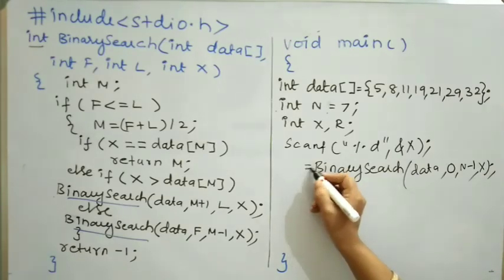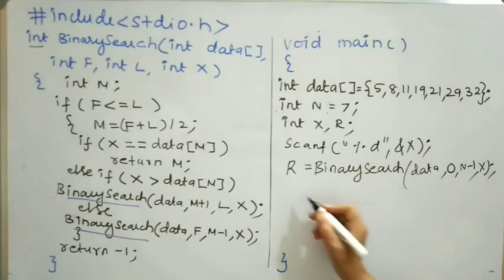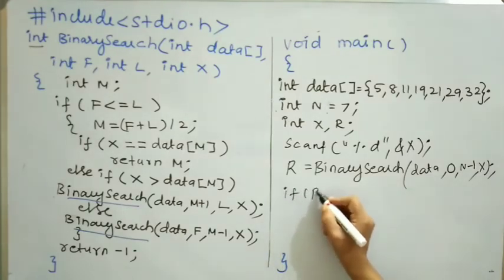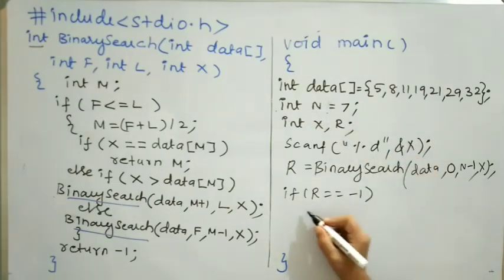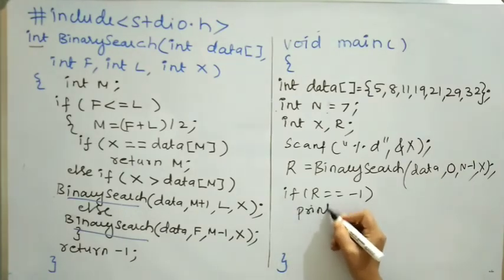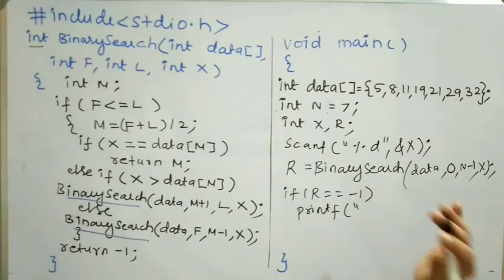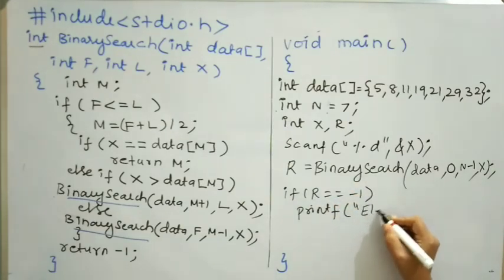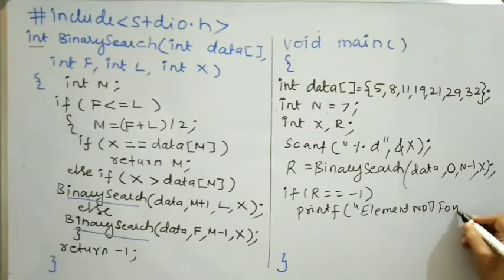Whatever value is returned is stored in the variable r. Based on the value of the variable r, I need to print the message that the element is found or the element is not found. If r is equal to -1, then I have not found the element using this binary search function. In that case, it prints the message. If the binary search function returned the value -1, the element is not found. So I am printing the message element not found.